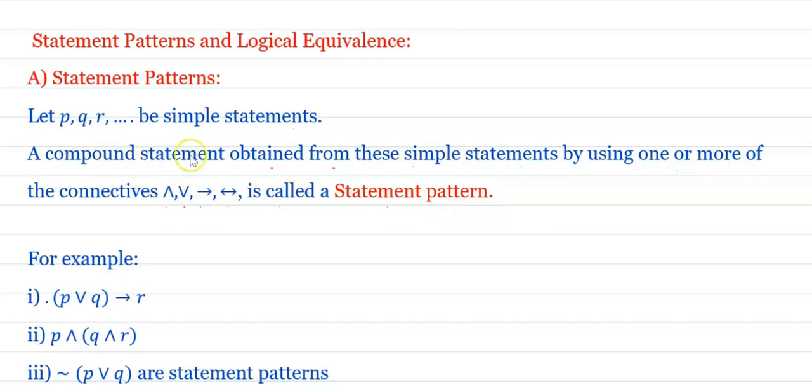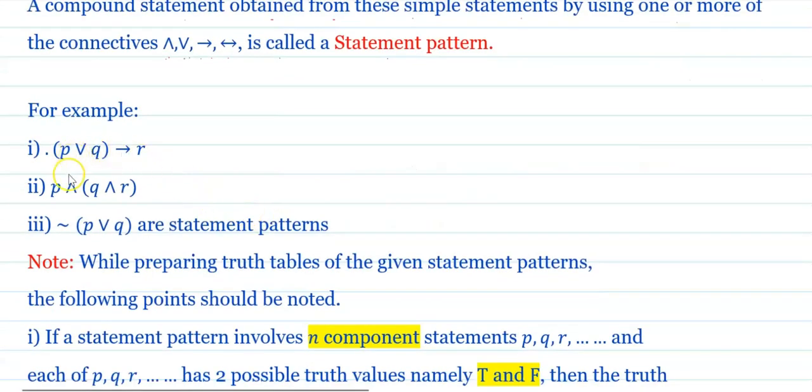A compound statement obtained from these simple statements by using one or more of the connectives and, or, implication, double implication is called the statement pattern. For example, the statement pattern (P or Q) implies R, P and (Q and R), negation of (P or Q) are statement patterns. We call these statement patterns.